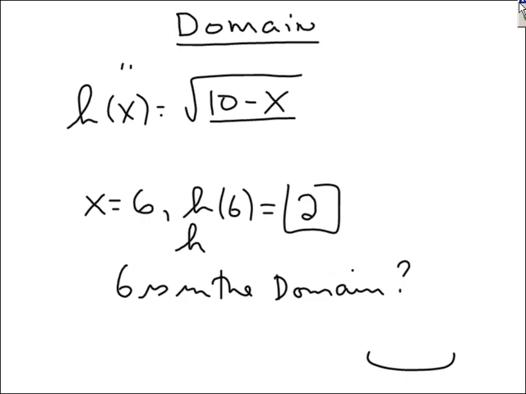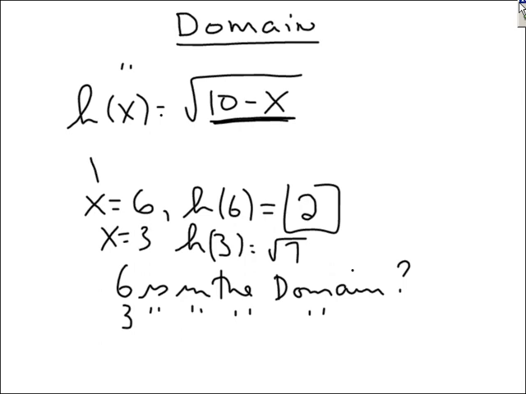h of 3. 10 minus 3 is 7. You get back the square root of 7. We got back an intelligent answer. 3 is in our domain. If we don't get back an intelligent answer, then that x value is not in the domain. For example, here x was 3. What if I tell you x is 16? What is h of 16 equal?